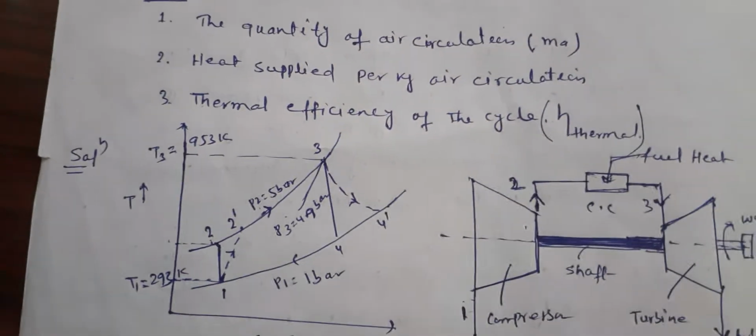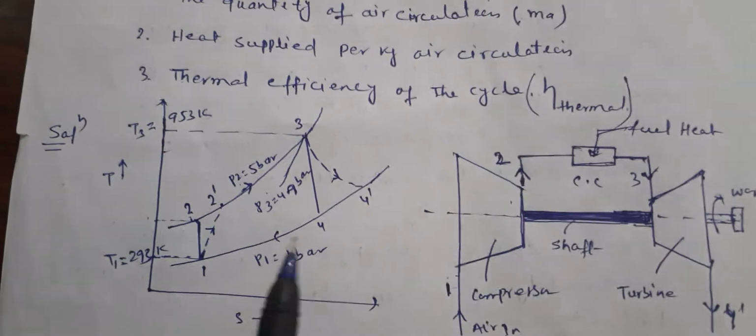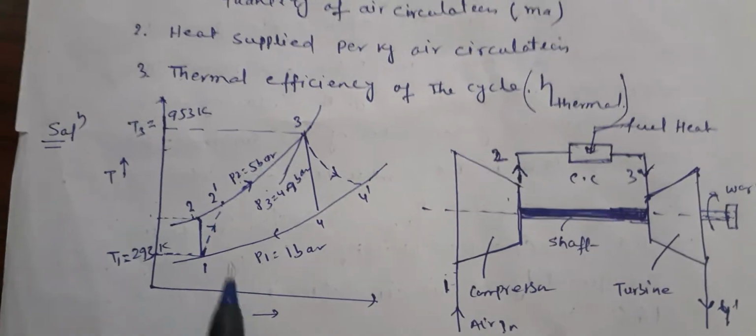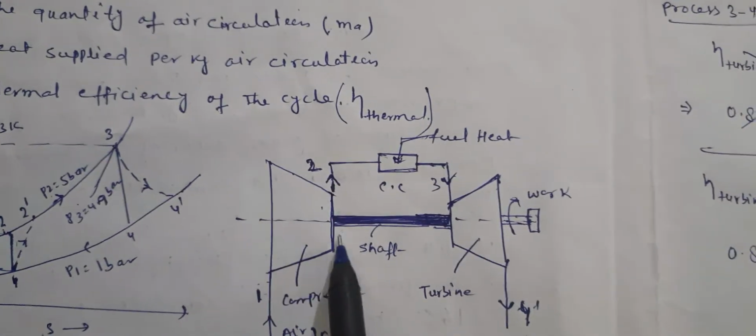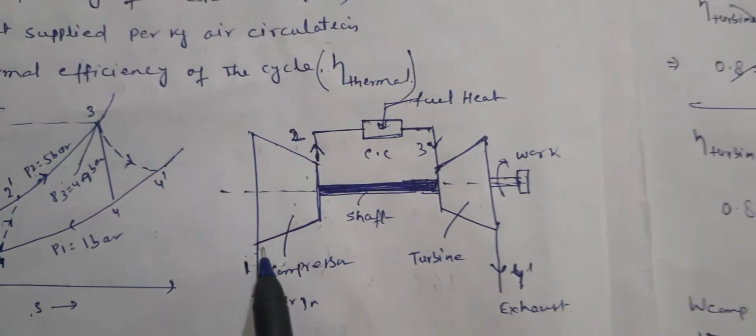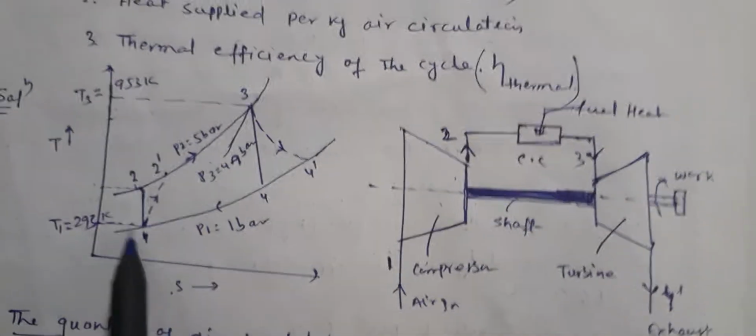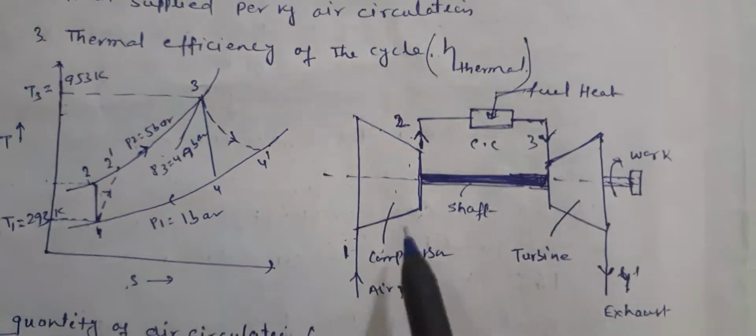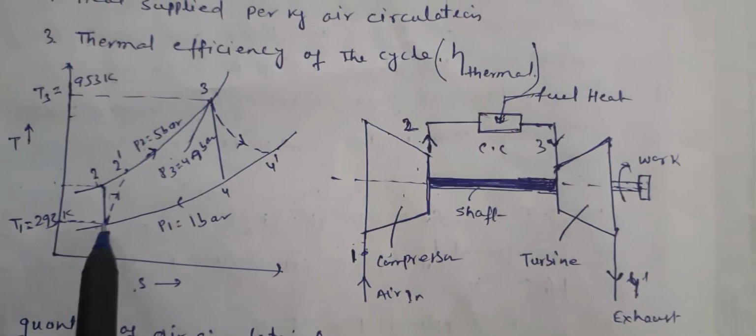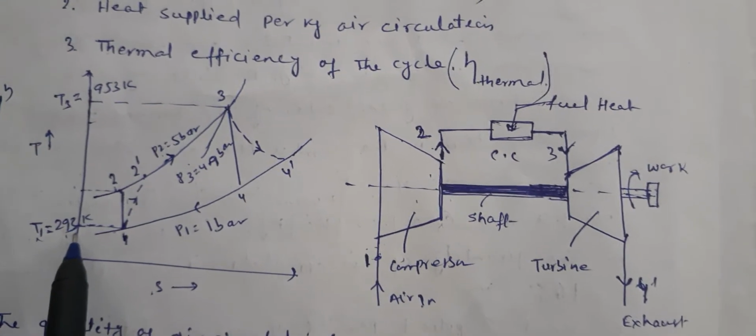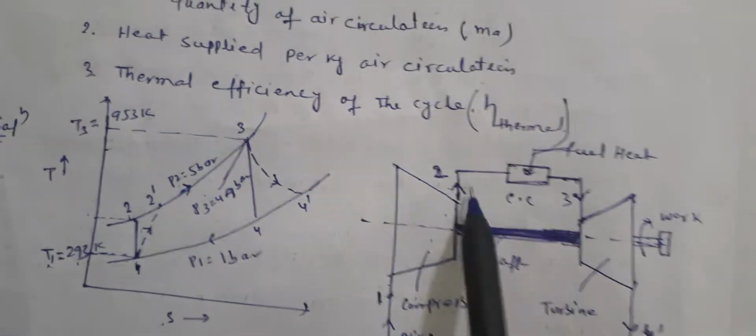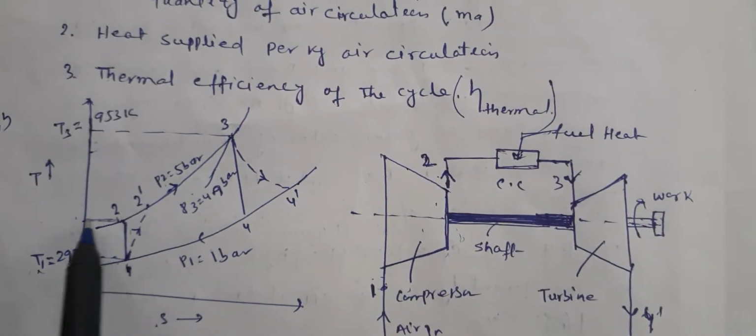Before solving these questions, we will consider two diagrams. This is the T-S diagram, with points 1 and 2. First see this diagram, the open gas turbine. Here is the compressor, 1 and 2. At this point the temperature T1 is equal to 293 Kelvin, which is given. Next we go for T2. T2 is not given.